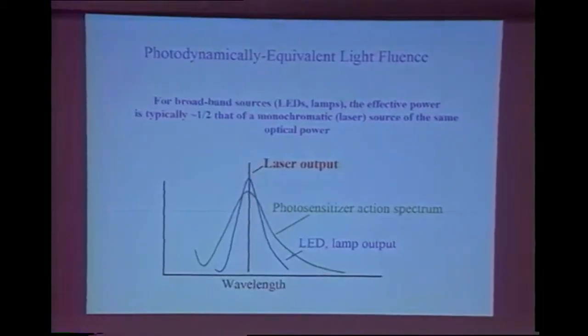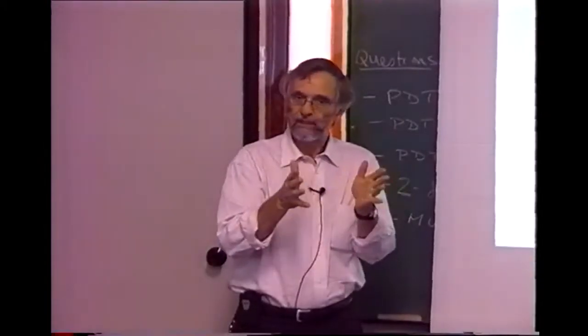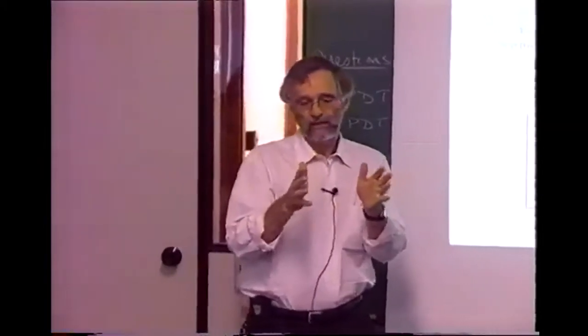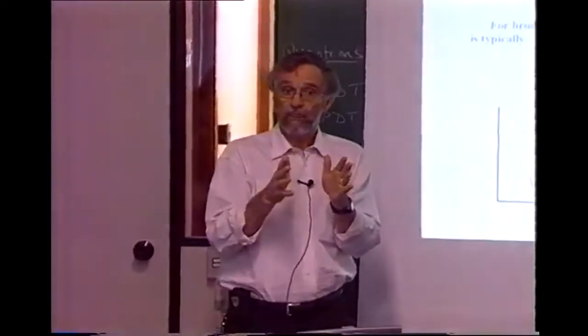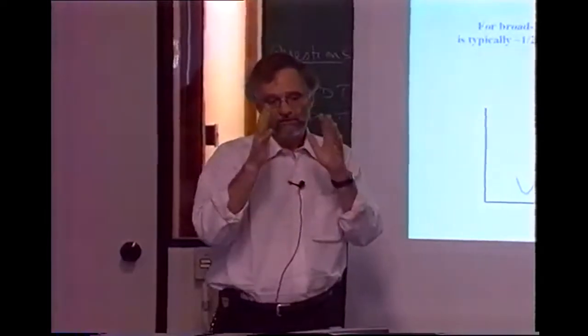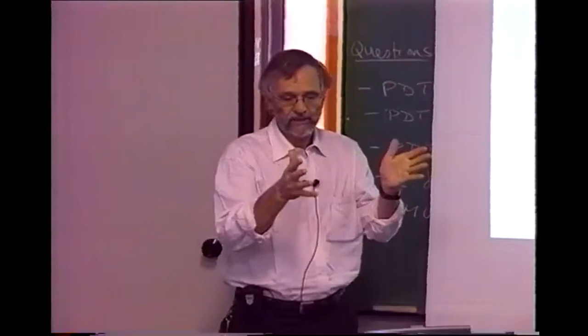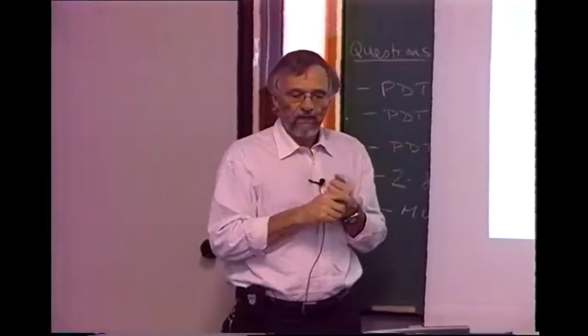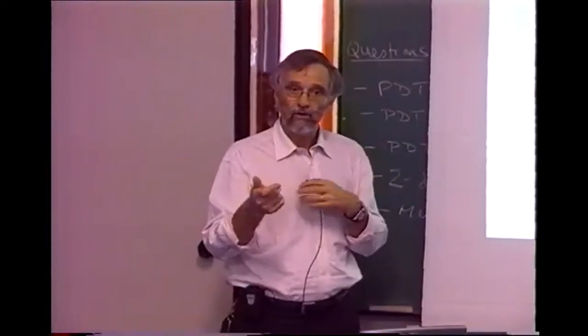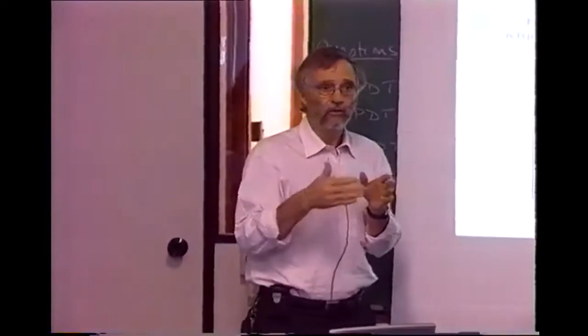One point you have to be careful about is that if you take a laser and you find that for a particular tissue you require, say, 100 joules per square centimeter, and let's say it's for photofrin at 630 nanometers. So at 630 nanometers, you give 100 joules per square centimeter to get a particular response. If you take an LED or a filtered lamp and give 100 joules per square centimeter, you will not get the same response.